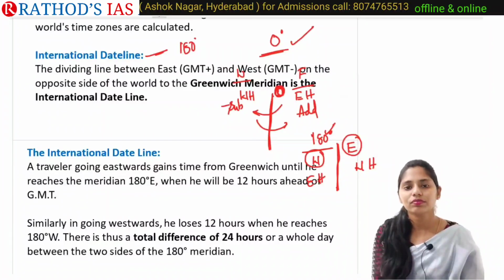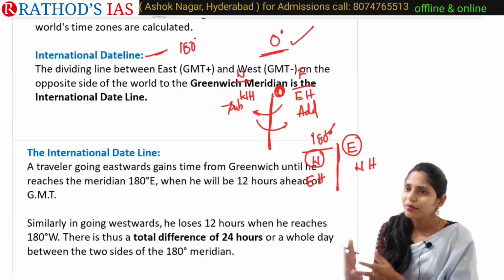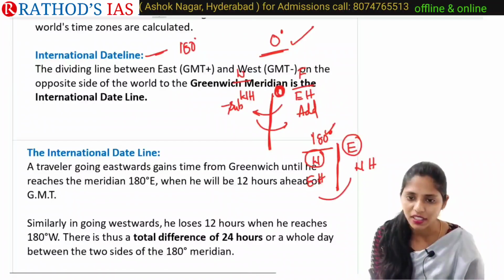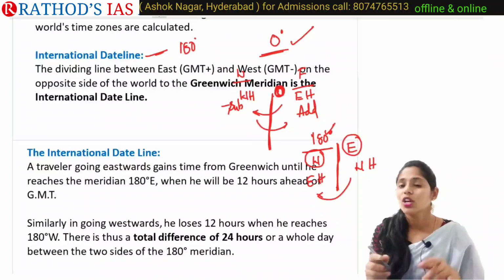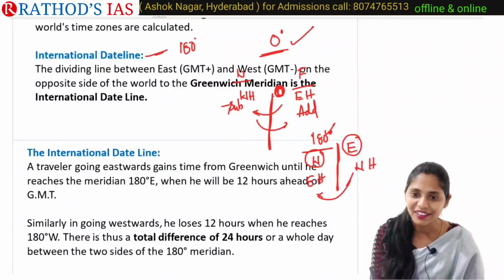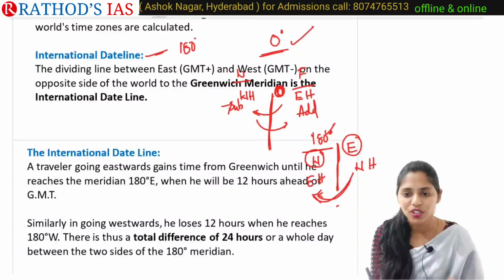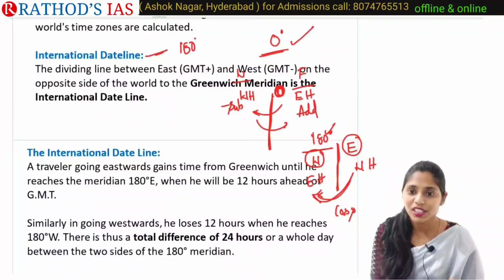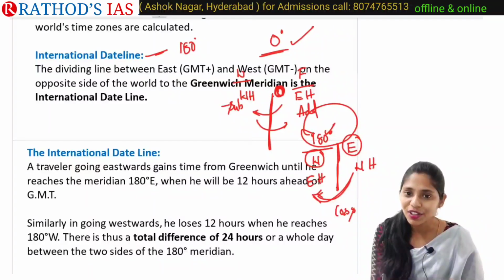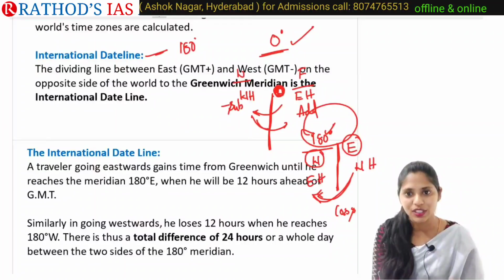And if you want to move from east to west, you are going to lose a day. From east to west you will lose a day. So this is according to your international dateline. If you are going from east to west, you are going to subtract time. So this is the international dateline.